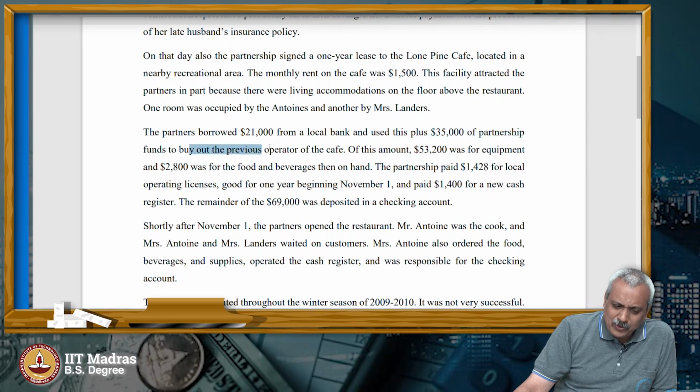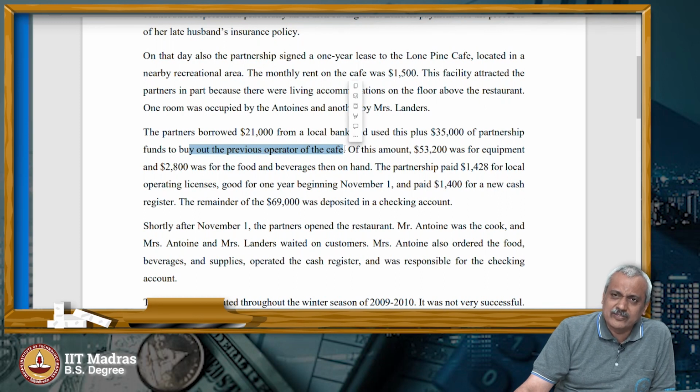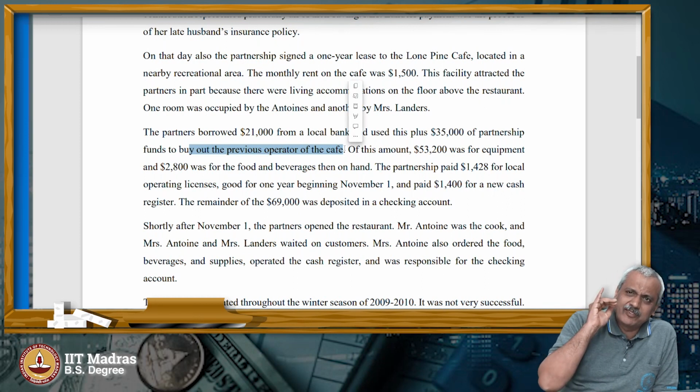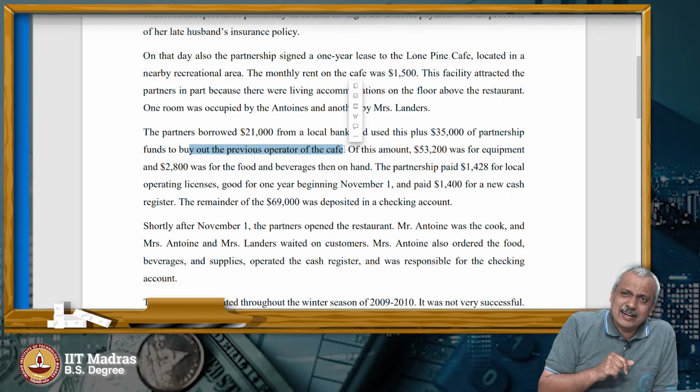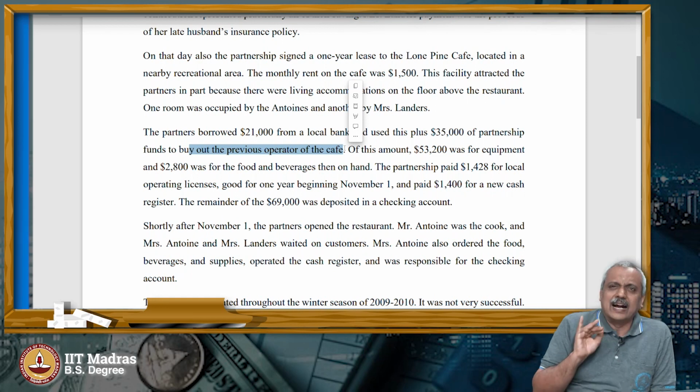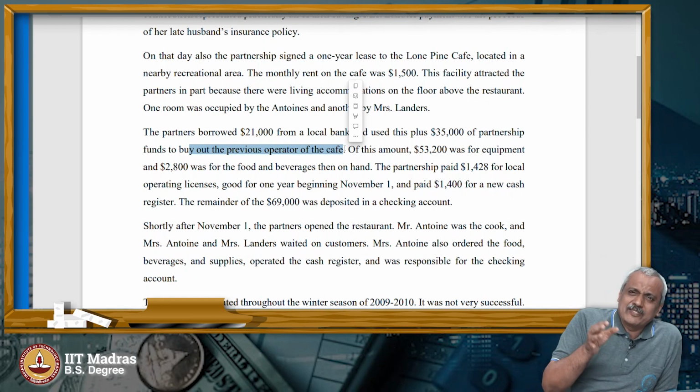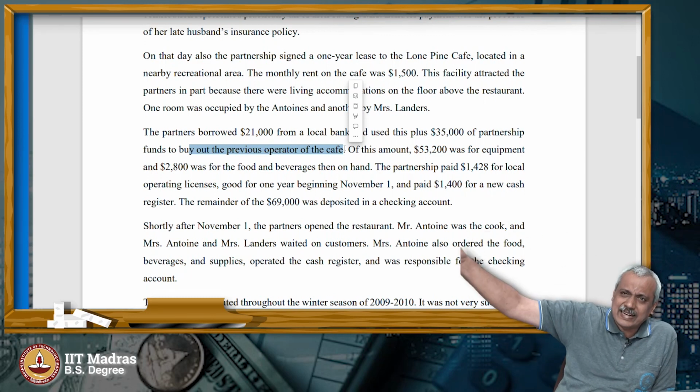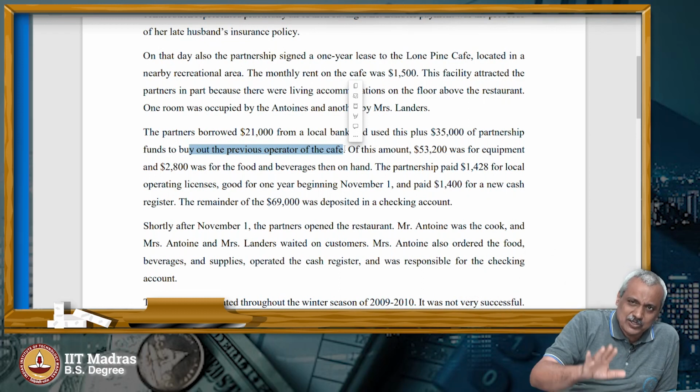Used to buy out the previous operator of the cafe. So they have paid this money, they have utilized this money. Now, is utilizing the money not an expenditure? Let us read that. What have they utilized it for? We have to understand, if utilization means something which has been consumed, then we will take it as expenditure. It just says utilized. Let us further read the statement.